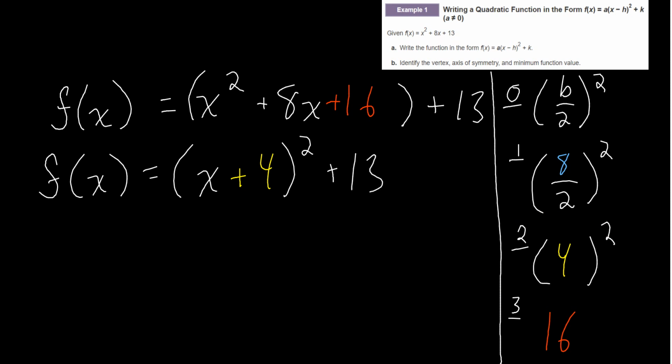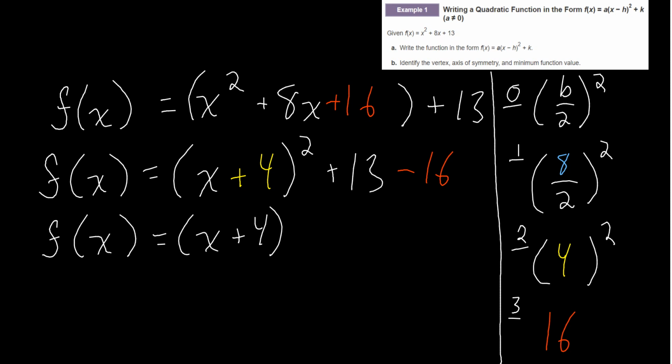All right. Well, we added 16 to the function, so we must also subtract 16. Okay. So now my function looks like this. f of x is equal to x plus 4 quantity squared, and then minus 3. All right. And there we go. We have now essentially rewritten the function in vertex form.